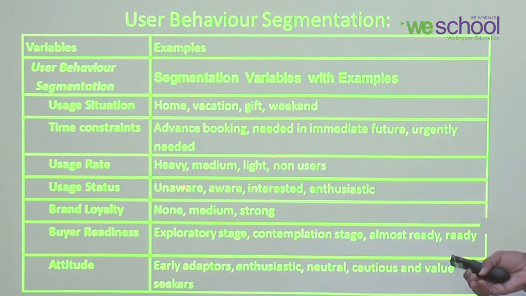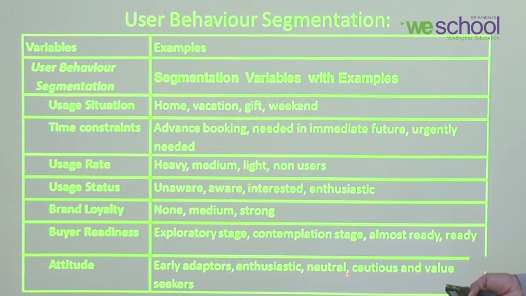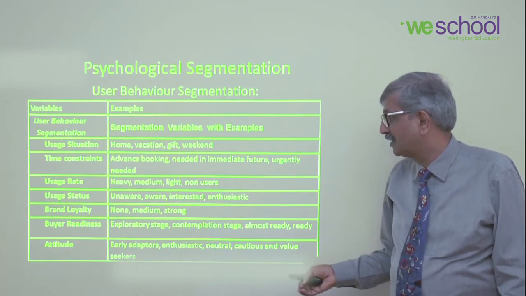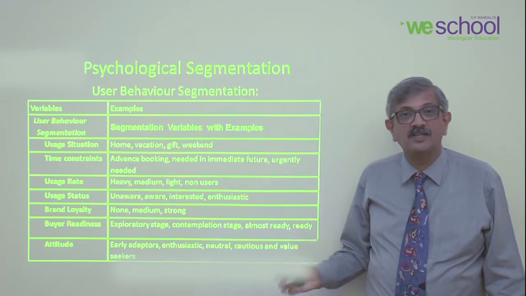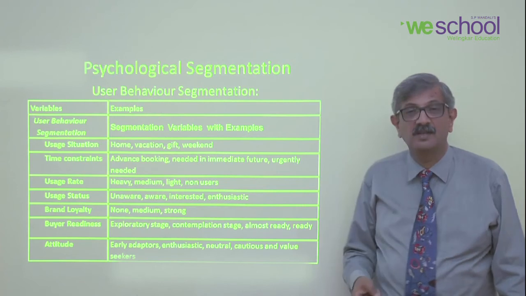Usage status, which is unaware, aware, interested, enthusiastic. So the state in which he is determines your segmentation. Brand loyalty: strong, medium to none, etc. Readiness and attitude. Attitude is very critical. Early adopters, enthusiastic, neutral, laggards, etc. Value seekers. So this is what will come as an attitude of the individual, which is all combining user behavior segmentation.